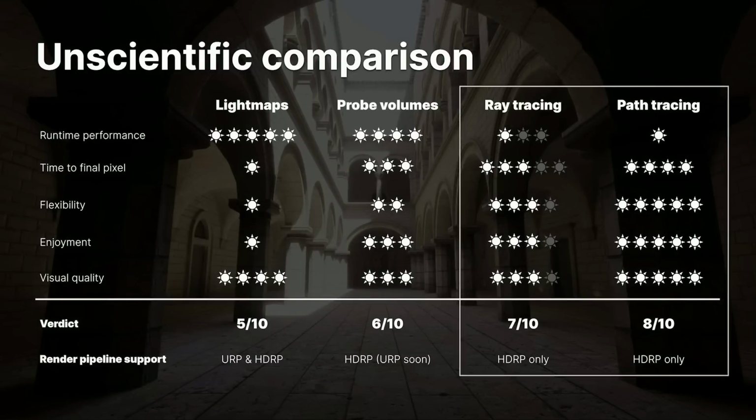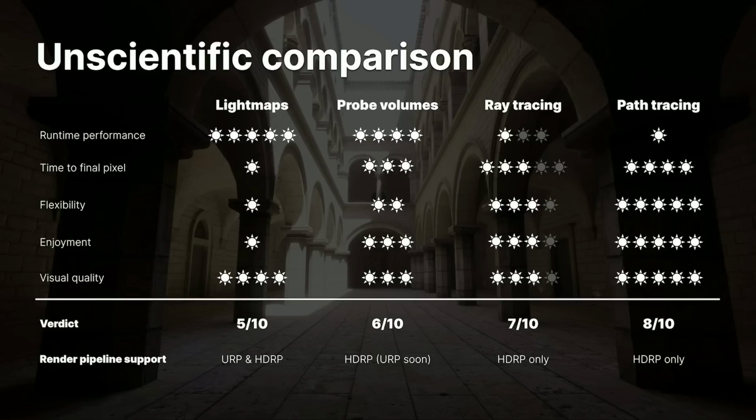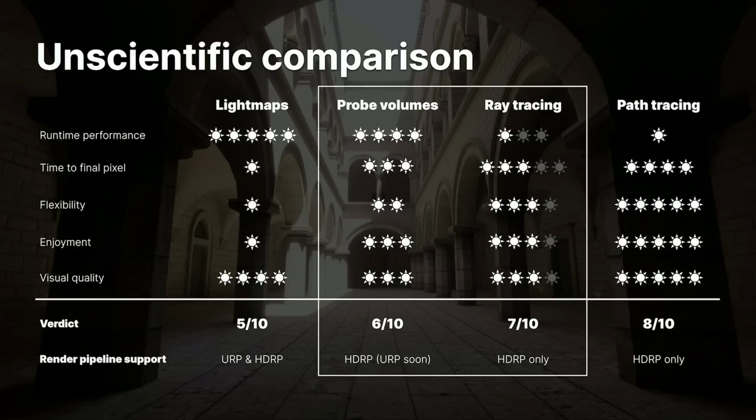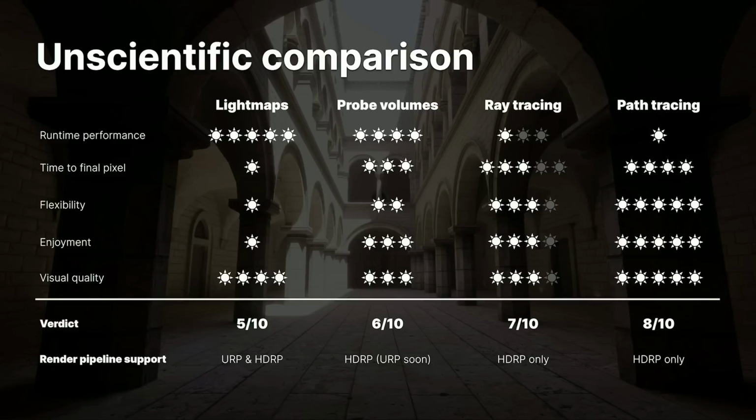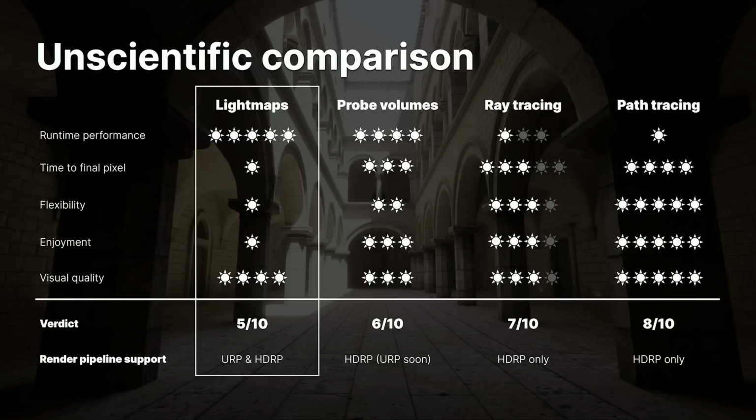For high-end visualizations, path tracing or ray tracing might be your obvious choice. For high-end games, you could use a mix of ray tracing effects and probe volumes. And for mobile applications, light maps will remain the cheapest option. And because Unity is so flexible, you can mix the three techniques together.